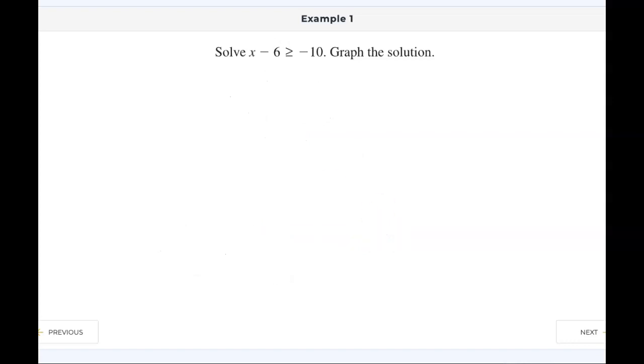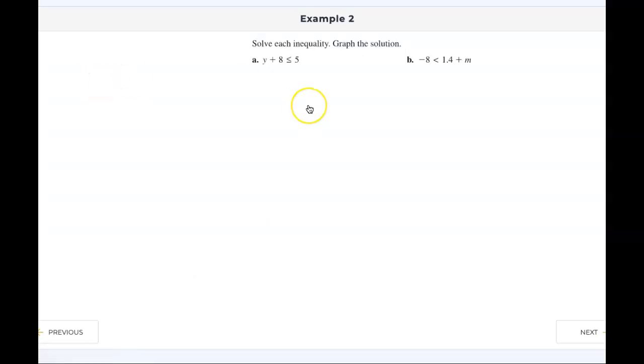Next one. I have to zoom in a little bit. There we go. We're going to solve these inequalities and also graph their solutions.